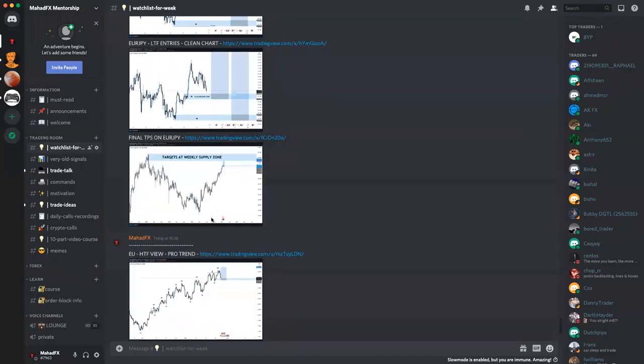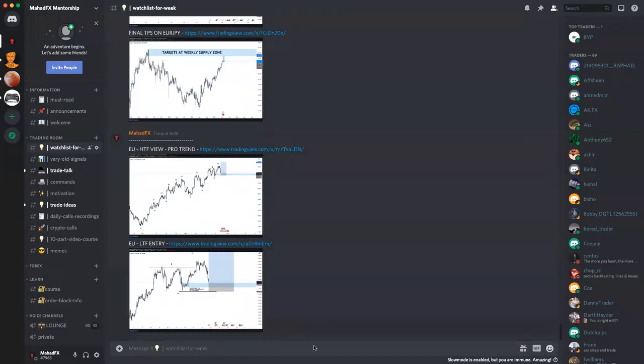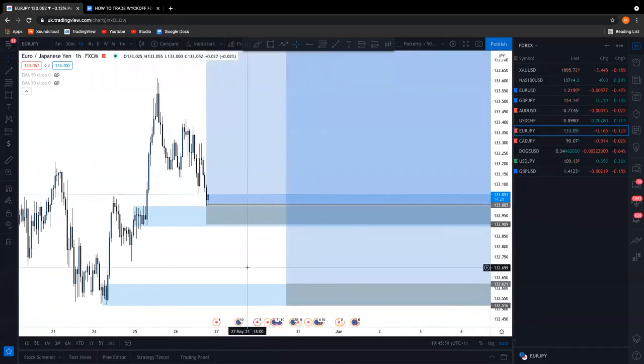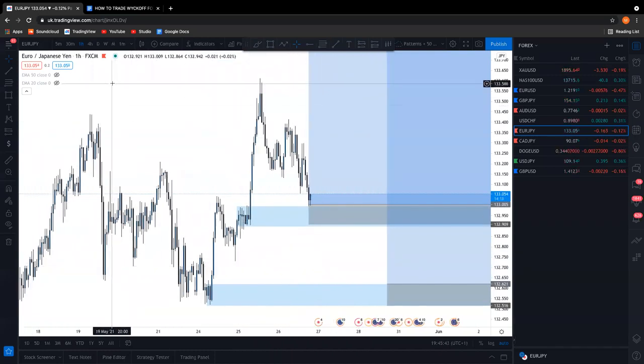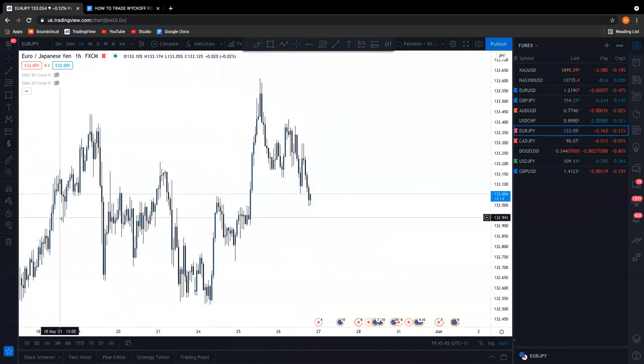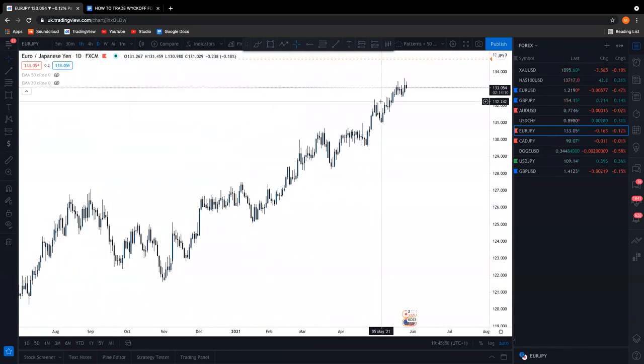So those are the proof of posting on the group chat, and I will continue to post in the group chat so that you can all benefit from those setups. I'll start off with Euro JPY. I'll delete everything off my chart and break it down as though it was a clean chart.